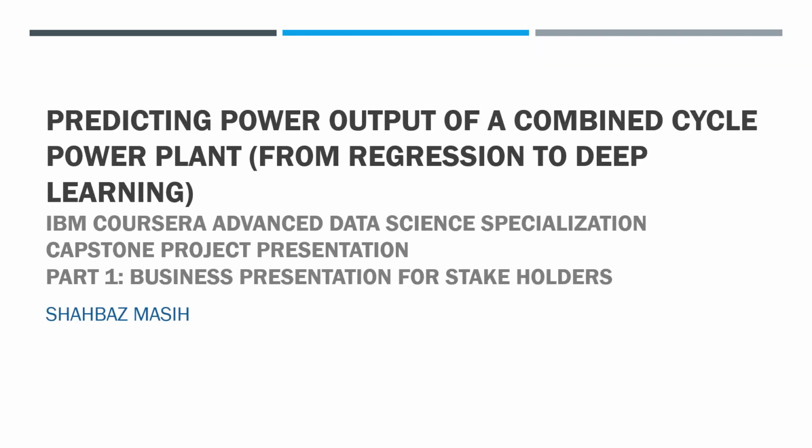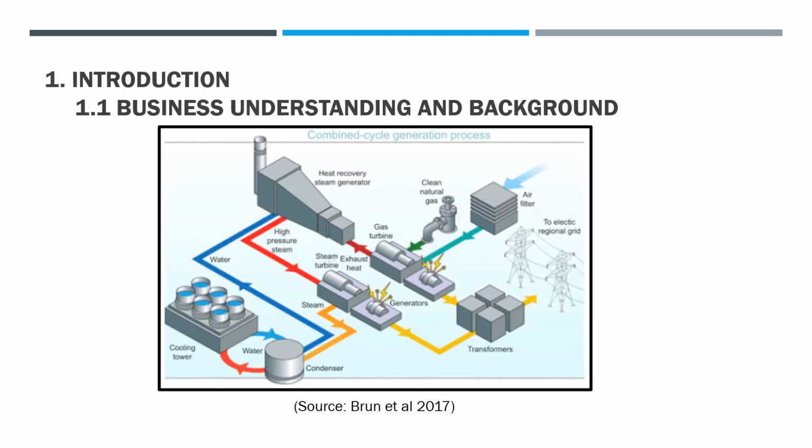Okay, let's start with the first part of the presentation, that is the business presentation for stakeholders. For business understanding purposes, we will start with an introduction of a combined cycle power plant, or a CCPP. A CCPP consists of a gas turbine, a heat recovery steam generator, and a steam turbine. In a CCPP, the electricity is generated by gas and steam turbines, which are combined in a single cycle.